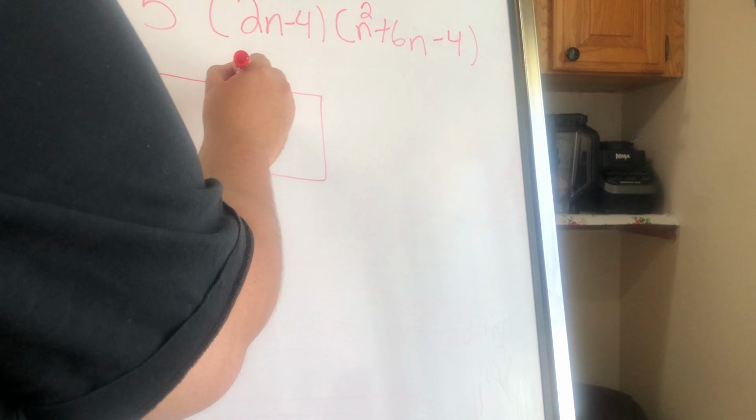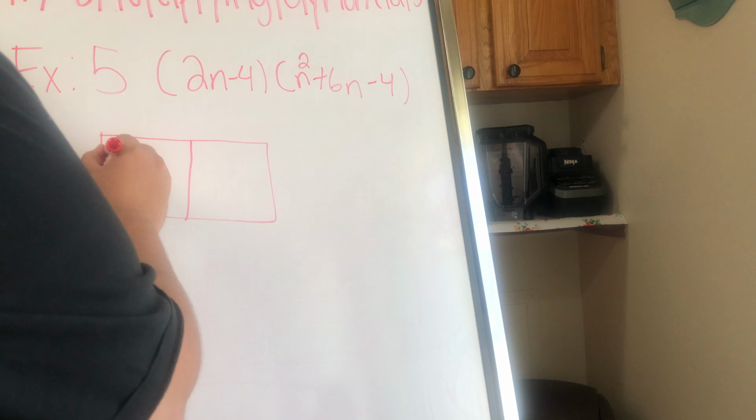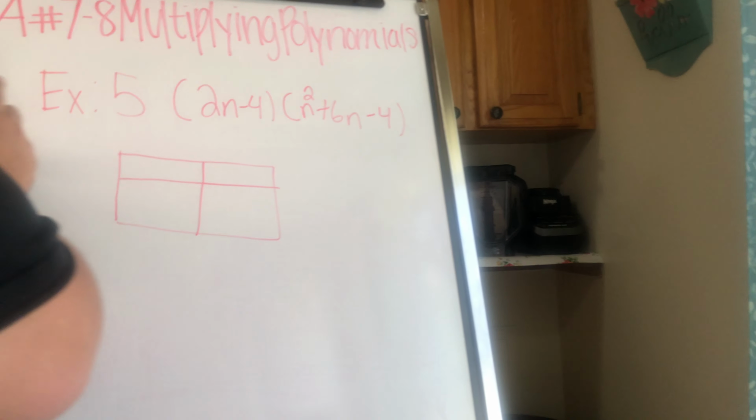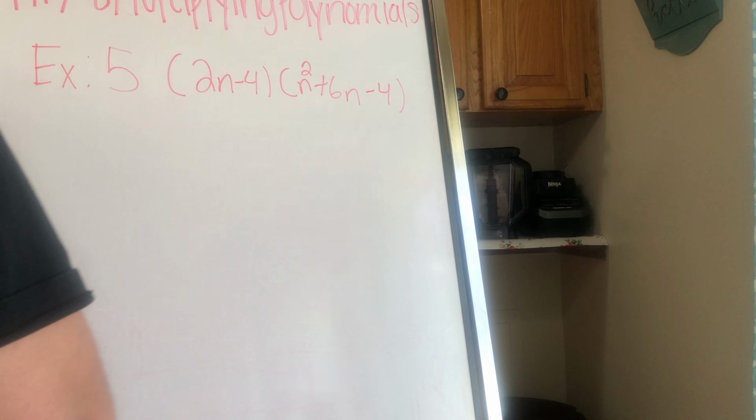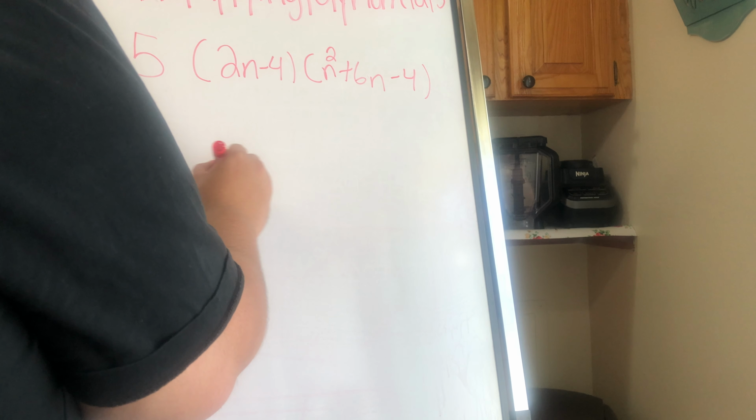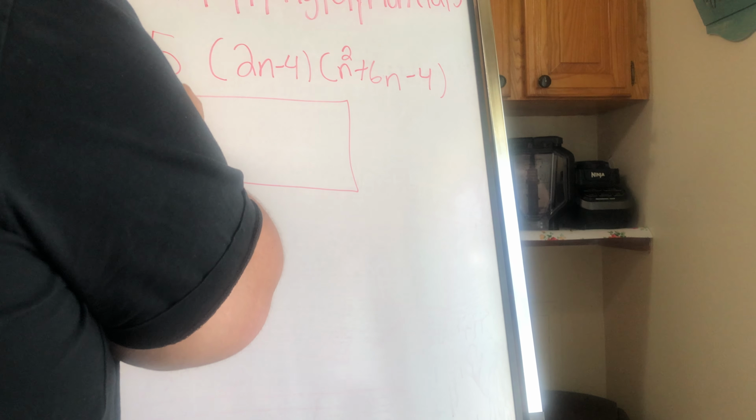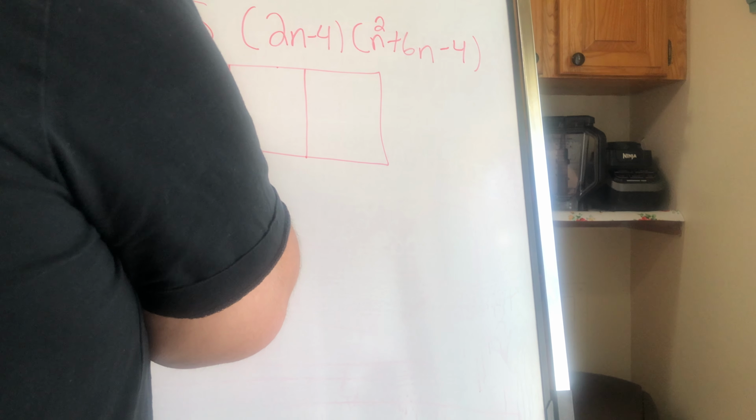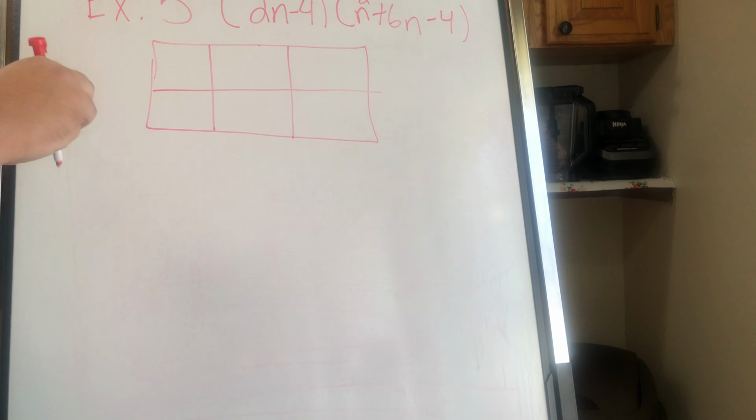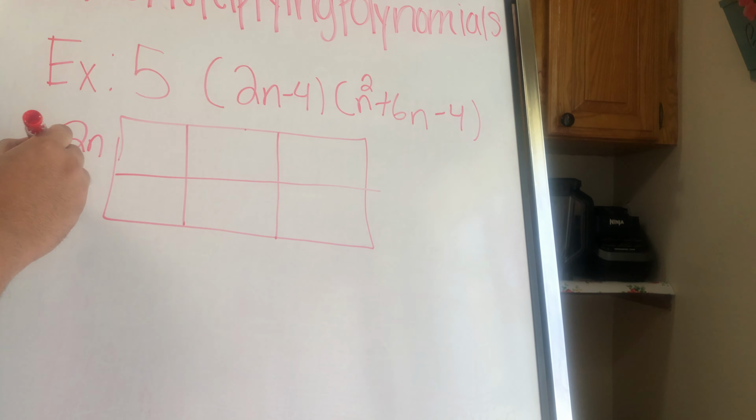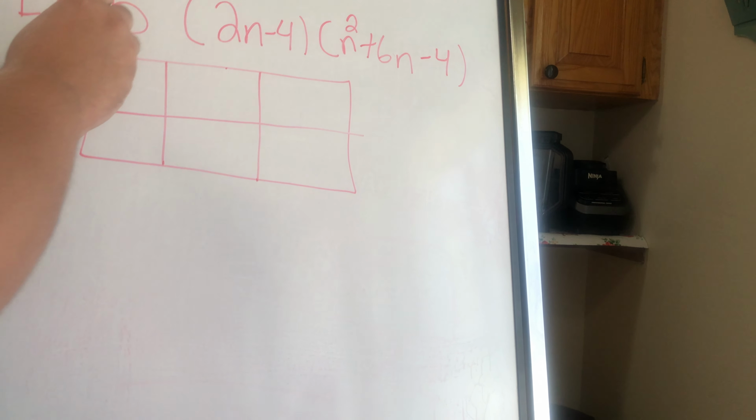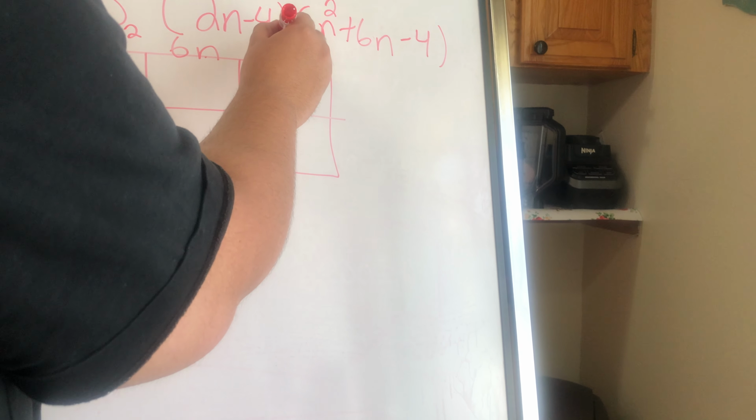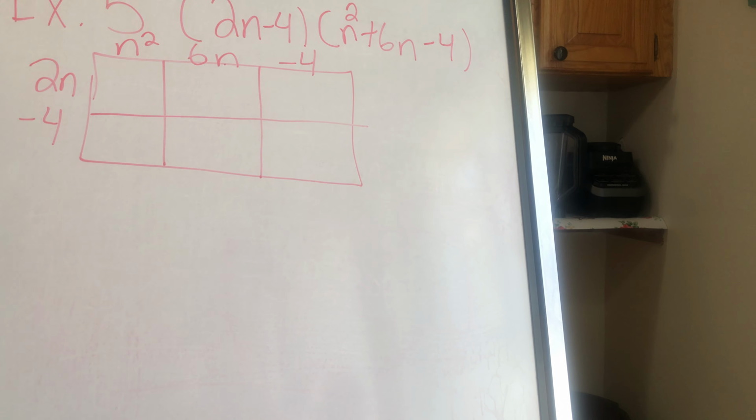Oh, here we go. Ooh, I drew that wrong. Let me draw this a little better. Draw one right here and right here. One across the middle, and let's begin. So we're going to have 2n minus 4. I'm going to have n squared right here. I'm going to have 6n and negative 4. And now we're going to multiply all across.